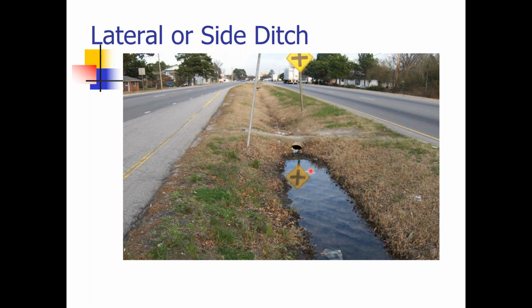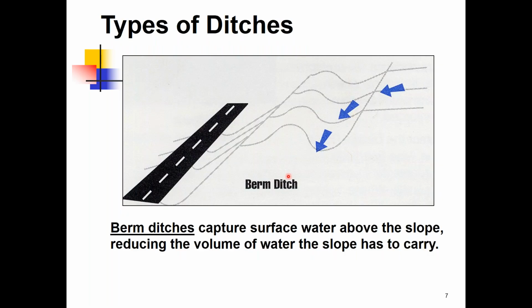We're getting it out of the way as soon as possible, because eventually the water will draw down, but we want that area as clean and flowing as we possibly can. When we talk about different types of ditches, here's one I want to just briefly mention, and that is a berm ditch. And as you can see on the schematic here, the water would flow to this point.